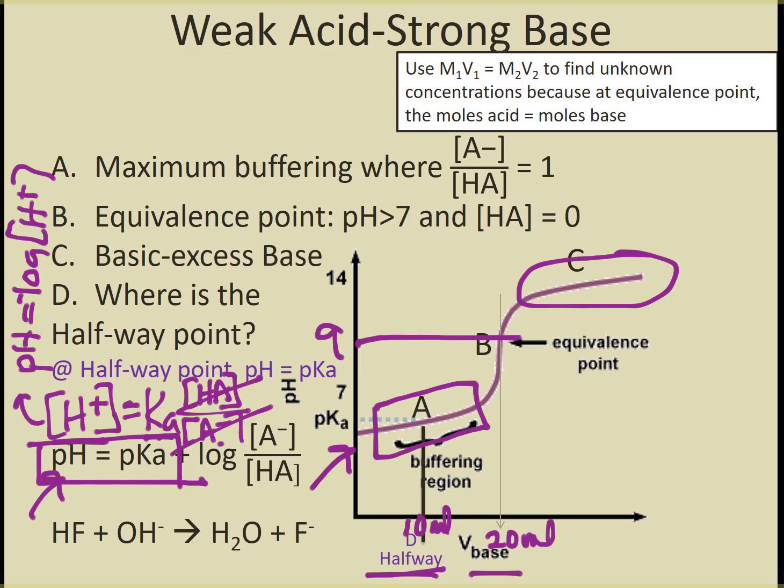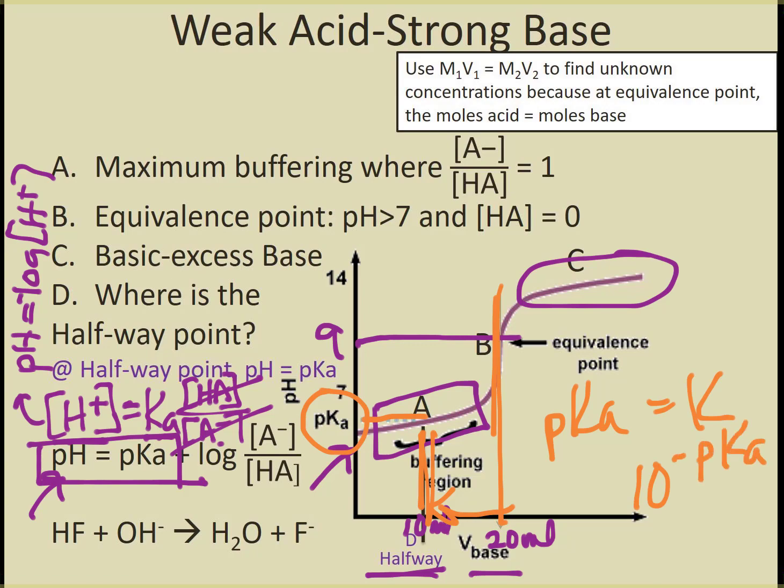Again, how to find the halfway point is look where that straight up and down is, read the volume, and then divide by 2, and that's where the halfway point is. So at the halfway point, that's where I could find my pKa, and then to go from your pKa to your Ka, you would just take 10 to the negative pKa, and that would tell you what your Ka is.